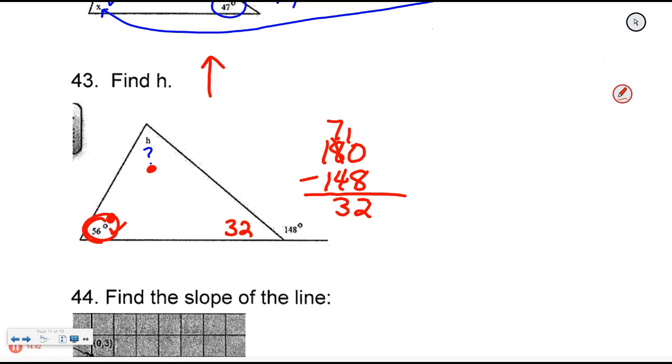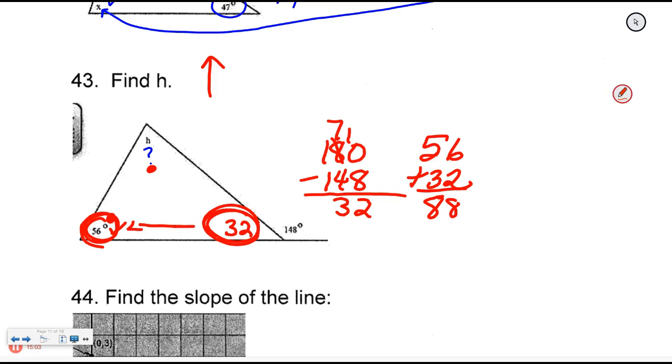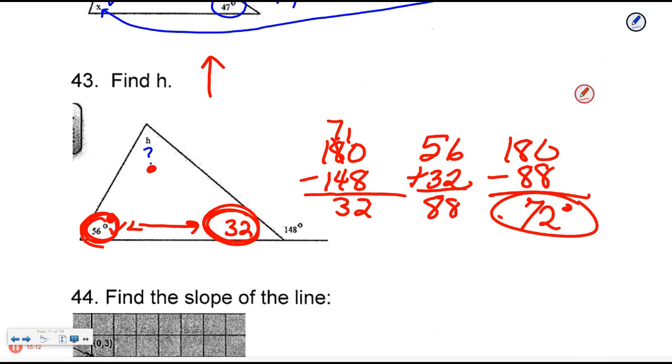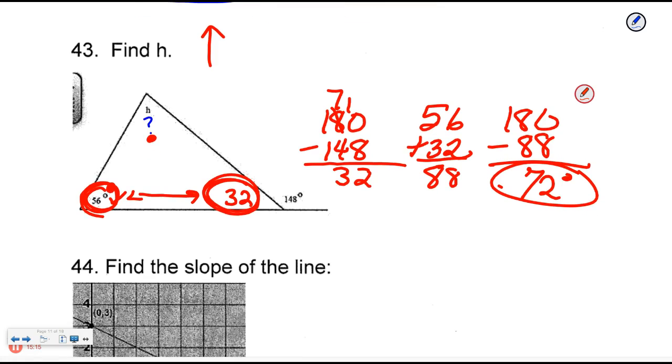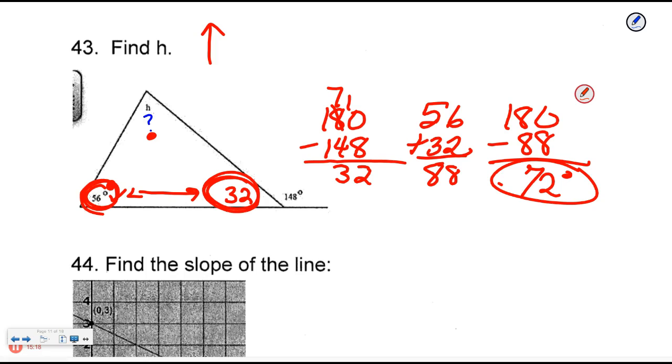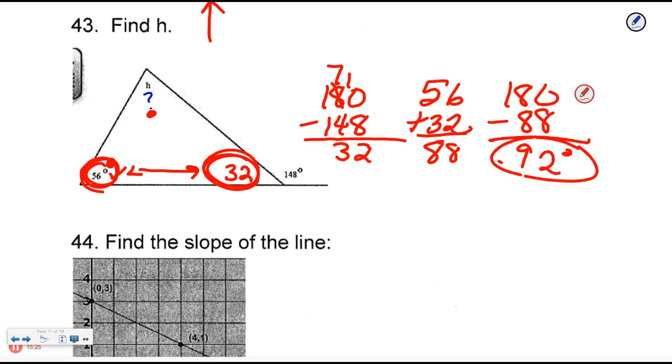So now you have 56 and 32 at the bottom, and you have an unknown one at the top. So we'll add those 2 up. 56 plus 32 is 88. That's what these two together add up to. So if I take my 180 and remove the 2 I already know, that'll leave me with 72 degrees. All right, so that one's done. Did I subtract that right? No, I didn't. Not 72. It'd be 92. Sorry about that. It did feel weird to me.